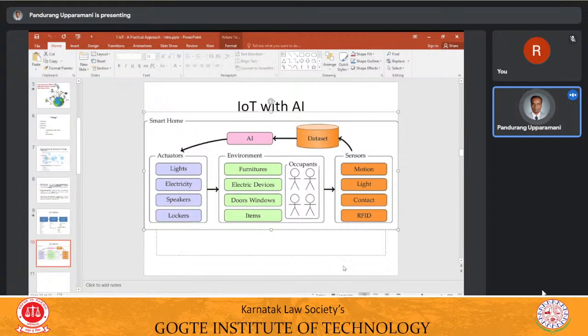So with this, we shall end the orientation session for the open elective subject for the other branches, namely Internet of Things, a practical approach.